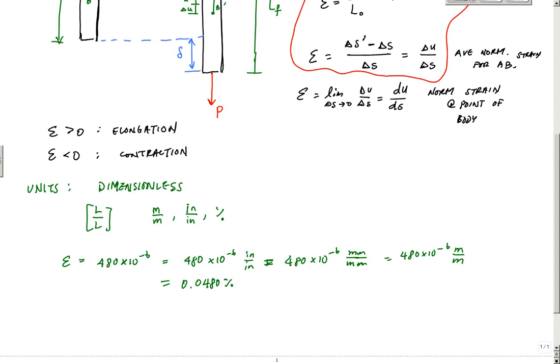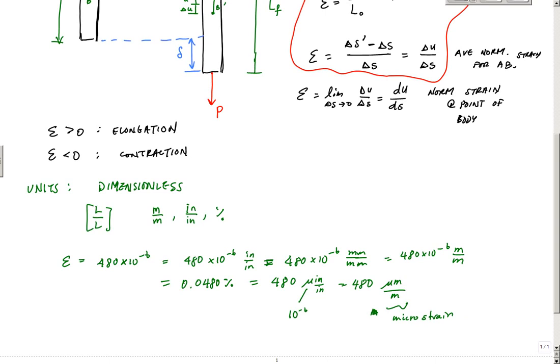And again, this is all equivalent. Sometimes, because this 10 to the minus 6 occurs a lot, it's even expressed this way: we might say it's 480 micro inch per inch. And this micro is just another way to say 10 to the minus 6. Or we might say 480 micrometers per meter. Or microstrain. So that's just another way to do it.